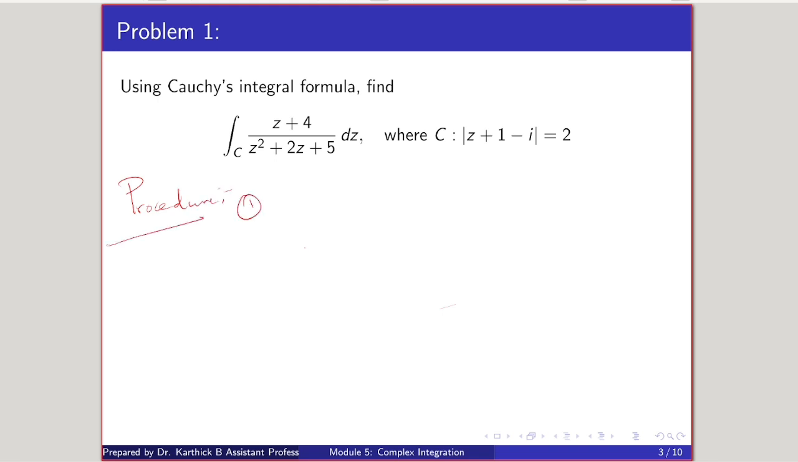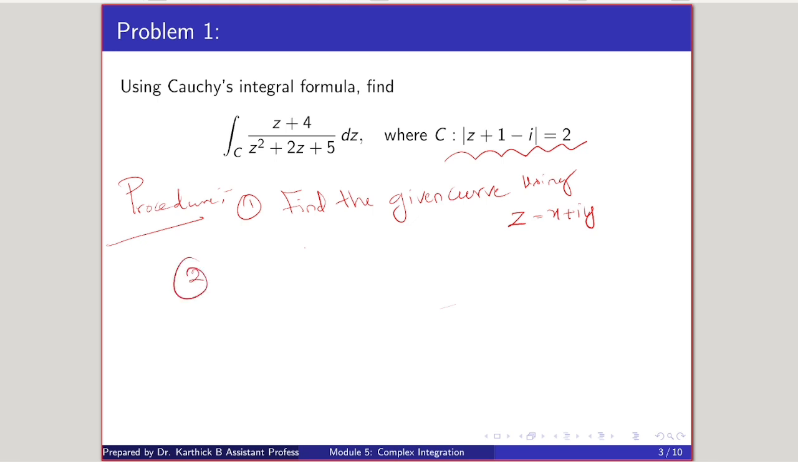Procedure. Step 1: Find the given curve. So this is our curve. Of course, we want to find this curve by using the substitution z equals x plus iy. And second step, find the poles.